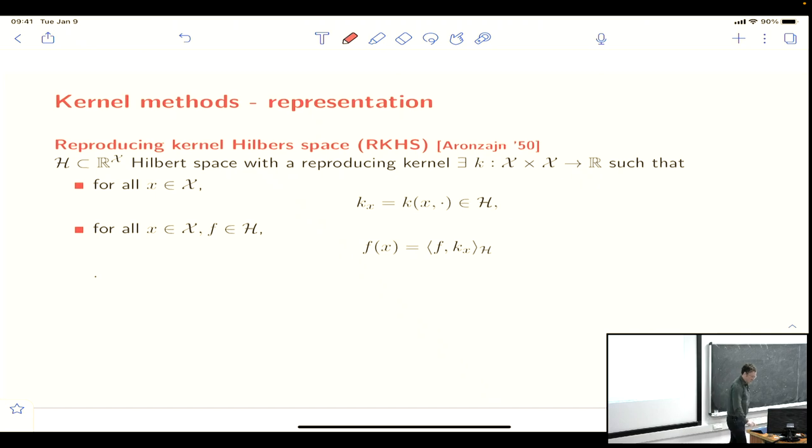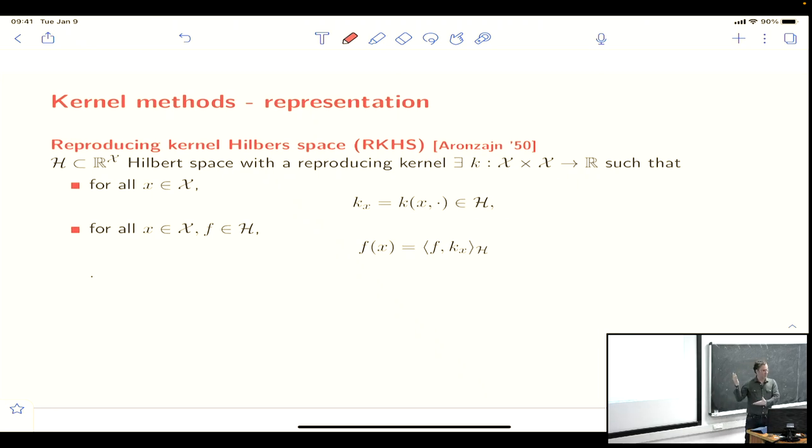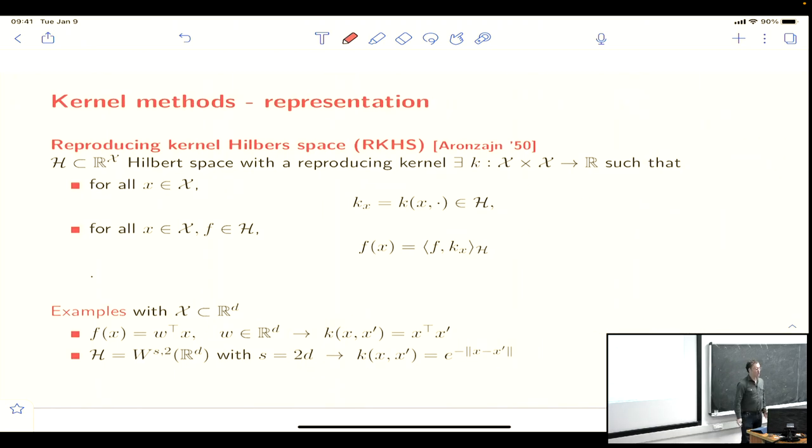What are examples of these? If you're familiar with them, this is a trivial thing. If you've never seen it, it's a bit brutal, but I'm pointing out what matters here. I'm going to give you two examples. One is linear functions, the simple one. In this case, the kernel is just the inner product.